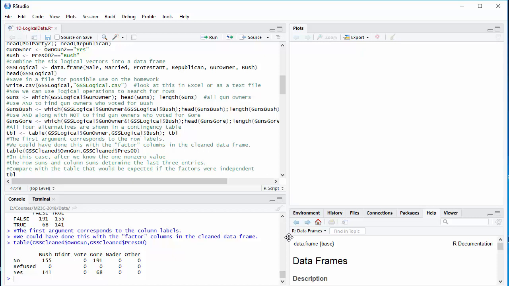Now, if you think about this table, you realize there's only one independent piece of information in it, because we know how many people own guns, how many don't own guns, we know how many voted for Bush, we know how many voted for Gore. If we know how many gun owners voted for Bush, we know everything else.